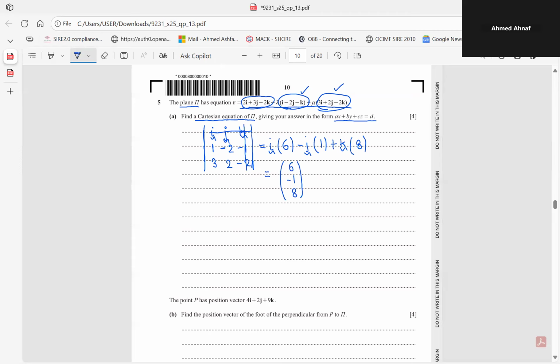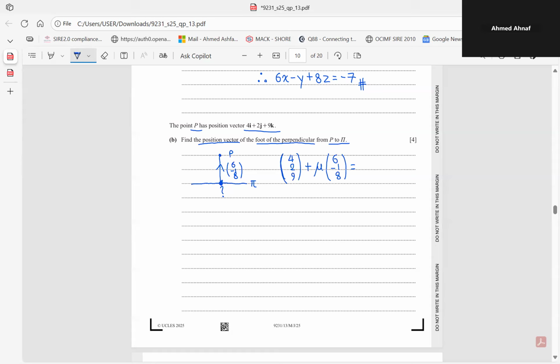So in order to do that, let's form a vector equation of this line starting from P. So just take the position vector of P and the direction vector of the perpendicular. So plus mu times the direction vector of the normal equals to (x, y, z), where x, y, z are the coordinates of the foot of the perpendicular. So let's label this as (x, y, z).